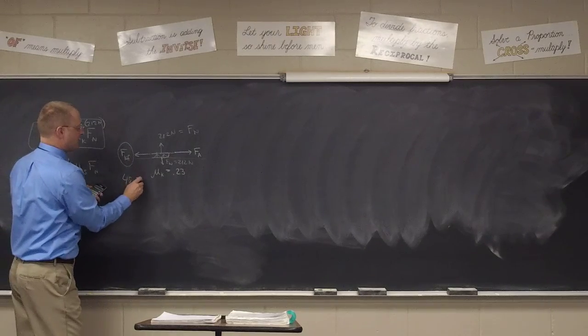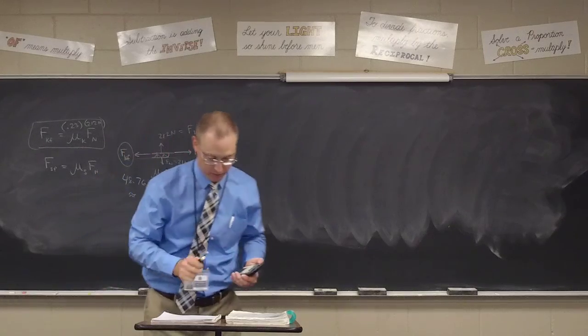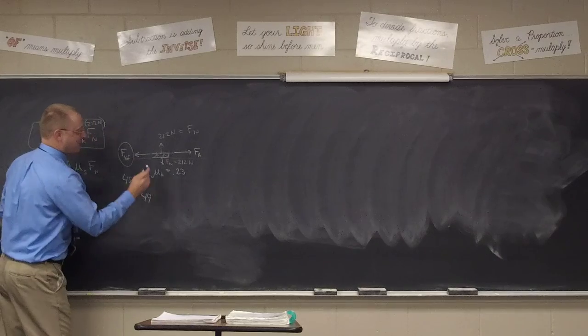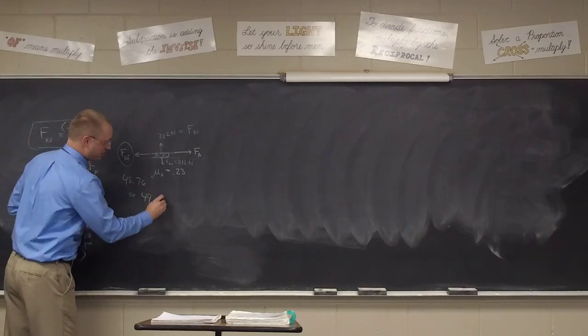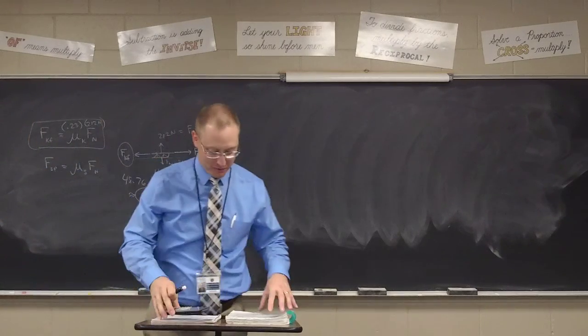48.8. 48.76 rounded off is 2 sig figs. So 49, and force measured in newtons. There you go. 49 newtons should have been our friction force. Questions on that? Did we get the 49 or 48 point whatever? Okay. All right. And reading problem number 11 for us now, Michael.